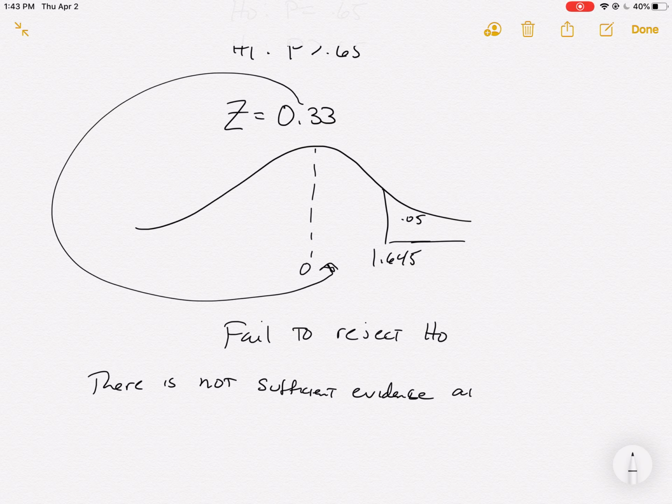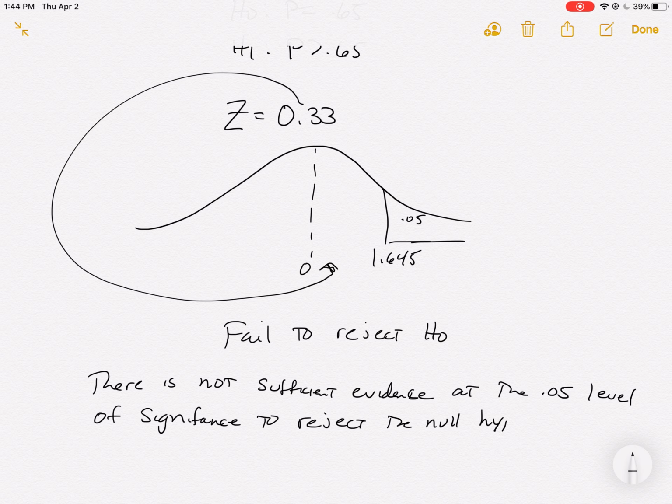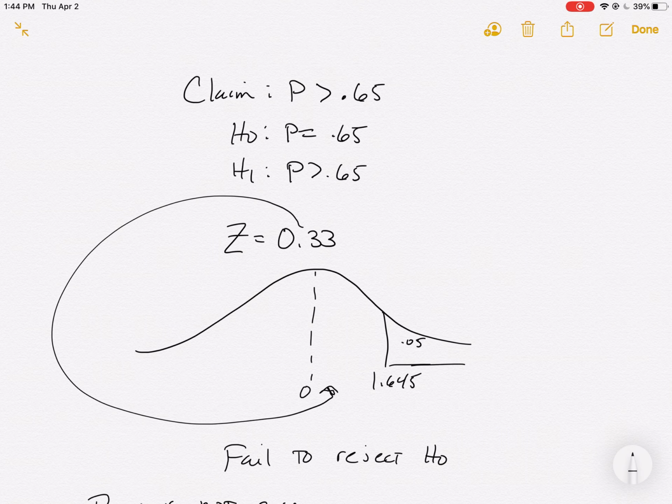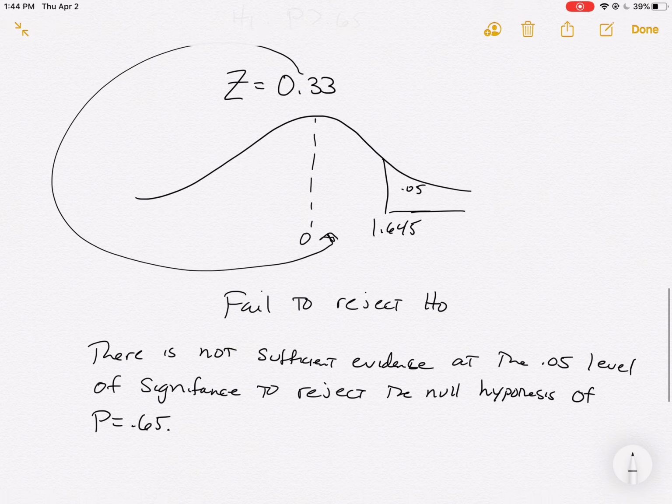Sometimes they'll say it like this: at the 0.05 level of significance. I think more often than not they'll throw that statement in there so everybody knows where they tested it at. To reject the null hypothesis of p being equal to 0.65. So because we can't reject that, we don't know that we're above it, and we don't know if we'll be below it. We pretty much know nothing.